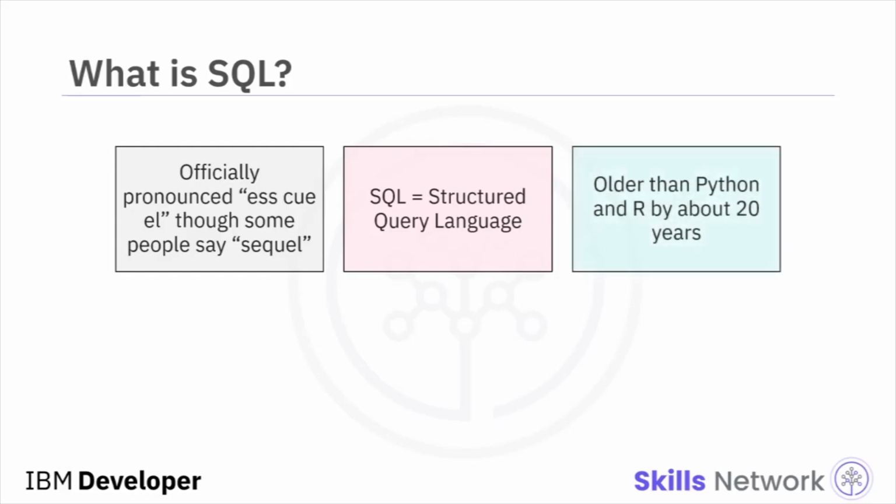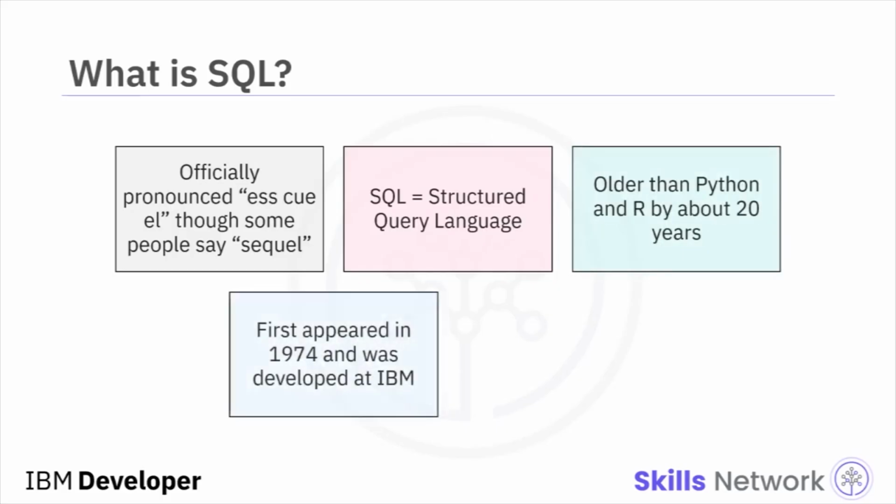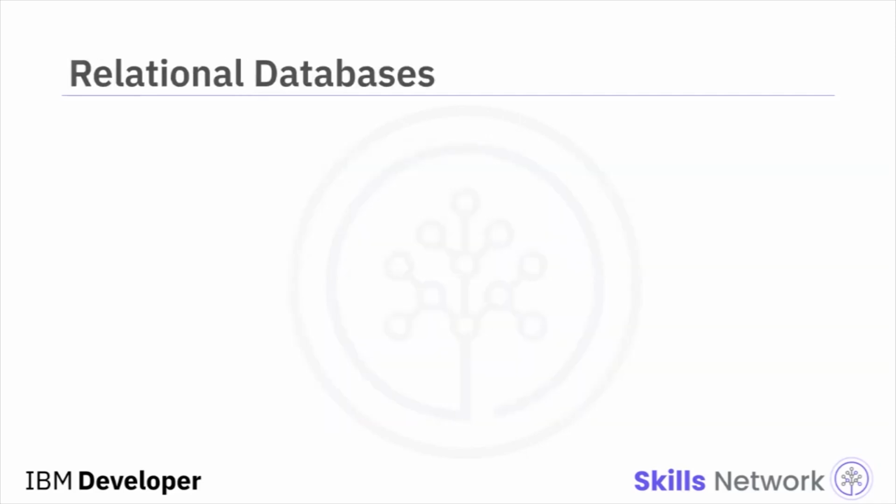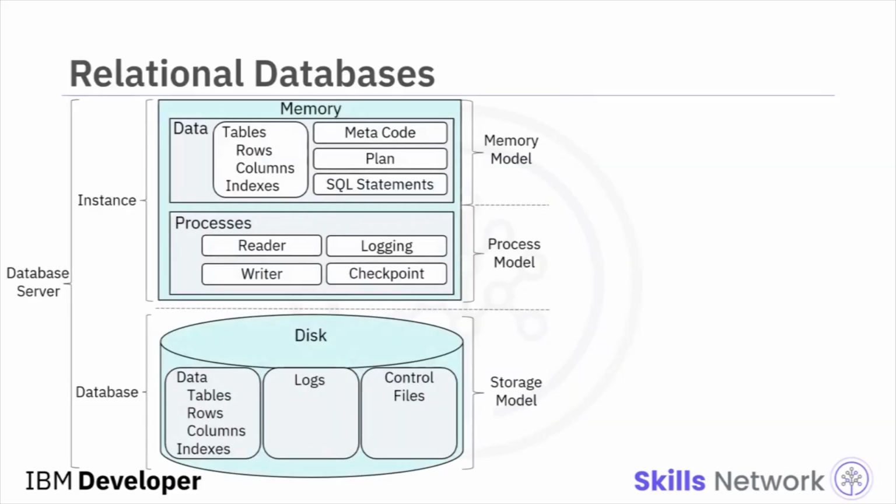Some other facts about SQL are that it is older than Python and R by about 20 years. It first appeared in 1974 and was developed at IBM. This language is useful in handling structured data, which is the data incorporating relations among entities and variables. SQL was designed for managing data in relational databases.